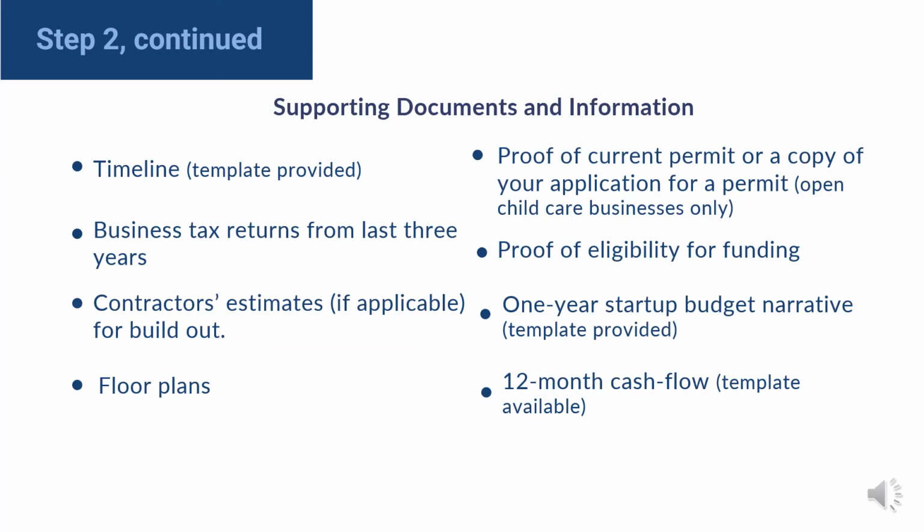Supporting documents and information. Providers will be asked for the following information during the application process. You'll need to include your timeline. We've provided the template for you. Your business tax returns for the last 3 years. Your contractor's estimates for a build-out, if applicable. Floor plans, proof of current permit or copy of your application for a permit. Open childcare businesses only. Proof of eligibility for funding. This will consist of your employer partnership agreement if expanding with an employer partner, proof of location in a childcare desert if applicable, and a signed infant increase attestation if you are intending to expand your infant slots.